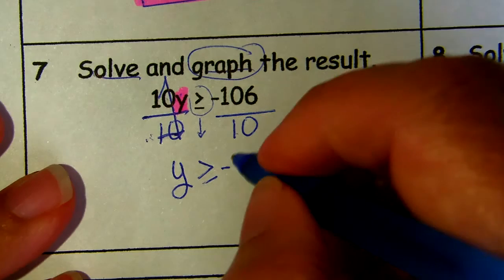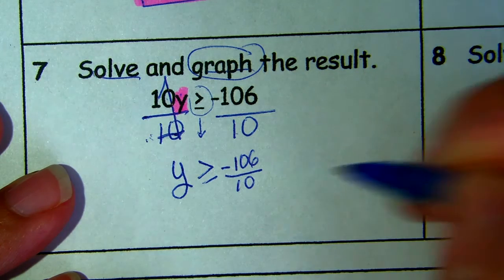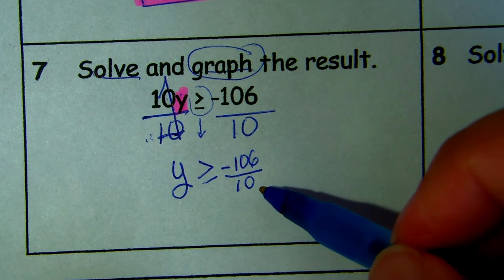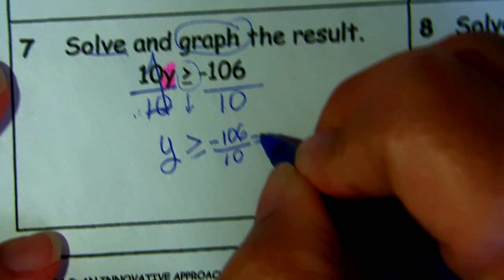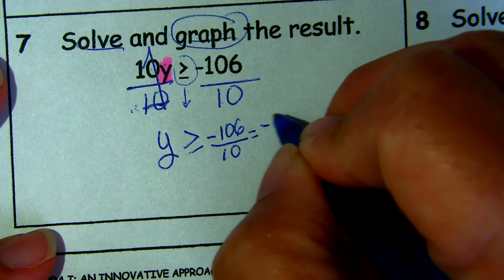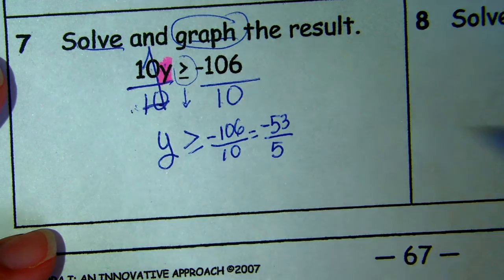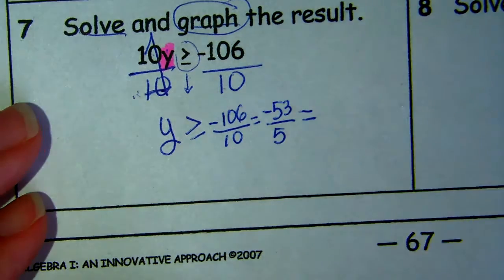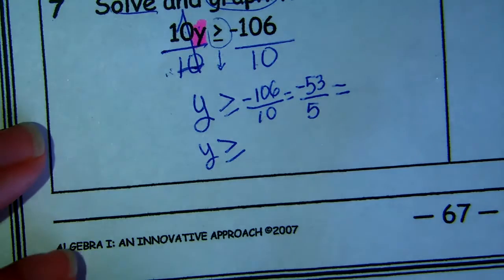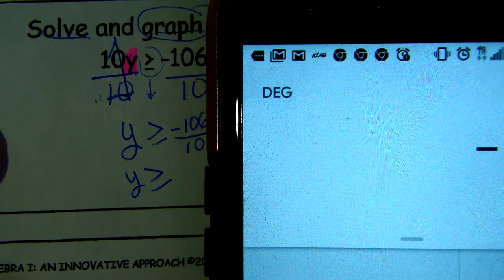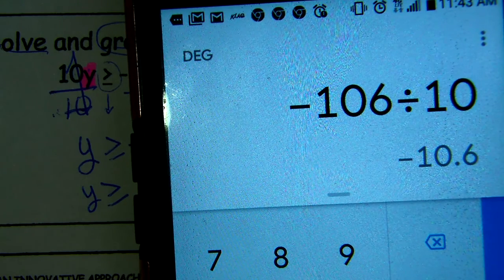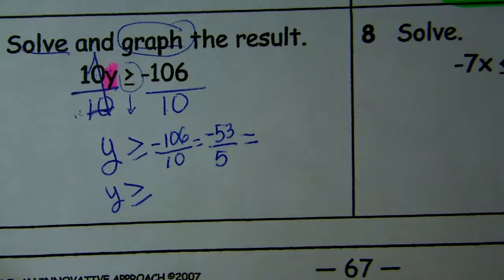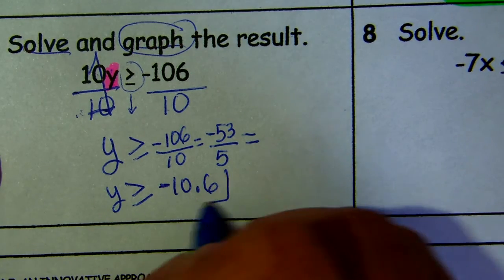Let's just get the decimal, okay? It's just 106 over 10. We can only divide maybe by 2 to simplify the fraction, not by 5. So this will equal negative 53 over 5 if we simplify the fraction, but we want the decimal. So y is greater than or equal to negative 106 divided by 10. It's giving me negative 10.6. Negative 10.6. And this is my answer.